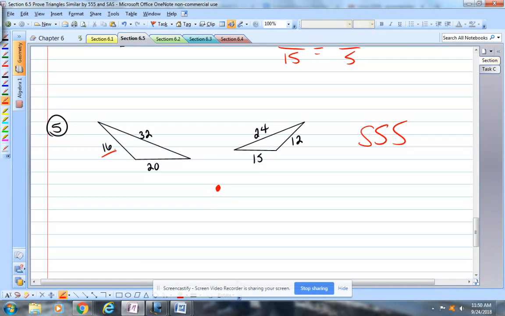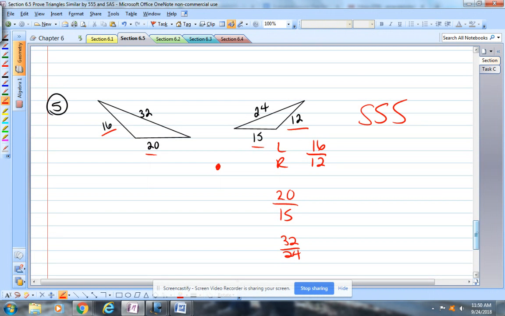So 16 is the smallest side here. That will correspond with 12. So I'm going to do 16 over 12. And I'm going left over right for all of these. The ones in the middle will be 20 over 15. And the last ones will be 32 over 24. And if they all reduce to the same ratio, then those are similar by side. So this reduces to 4 over 3. Divide these by 5 and you get 4 over 3. And divide these by 8 and you get 4 over 3. So yes, they're similar because of the side theorem.